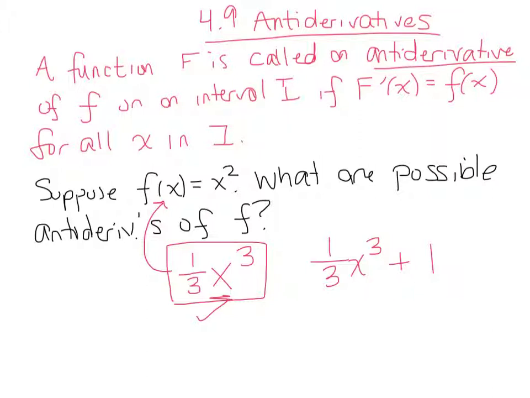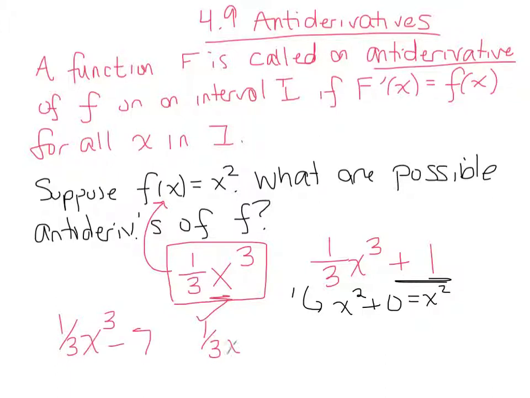If we take the derivative of that, we're still going to get an x squared here. The derivative of 1, remember, is 0. So the derivative of this is still x squared, even though we've tacked on this plus 1. So keeping that in mind, you could have a whole family of functions: 1/3 x cubed minus 7, or 1/3 x cubed plus pi. Any of these answers are all antiderivatives of x squared.